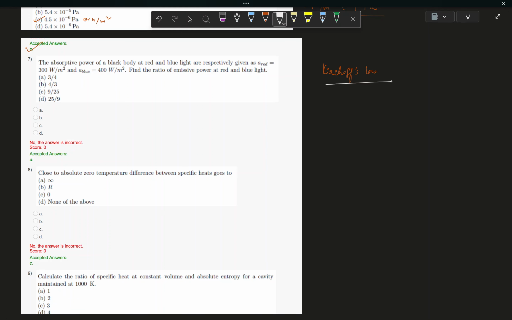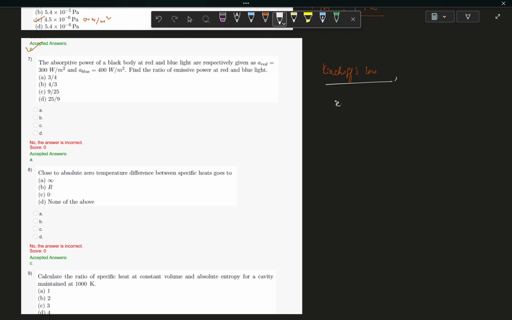Kirchhoff's law tells you that if you take the ratio of emissive power, it will be the same as the ratio of absorption power, because emission is actually directly connected to absorption. If a body is an ideal emitter, then it will also be an ideal absorber. Okay, so that was the idea that was given by Kirchhoff's law.